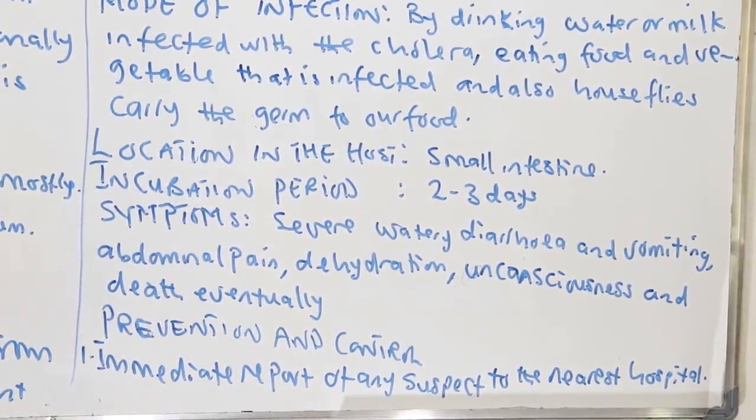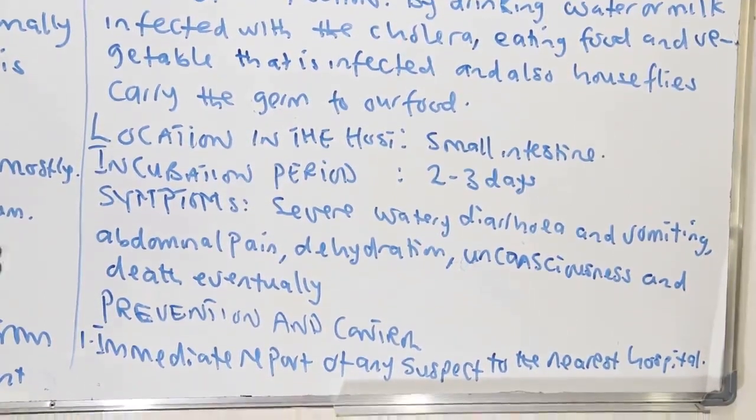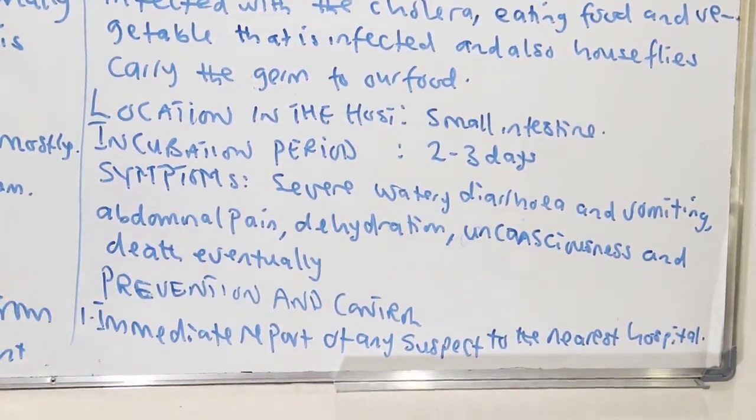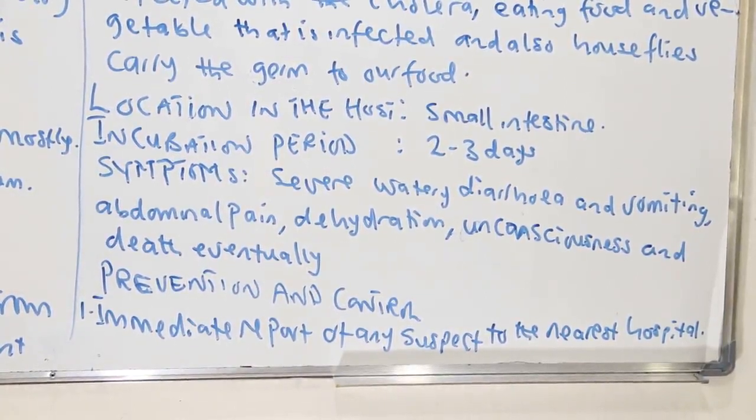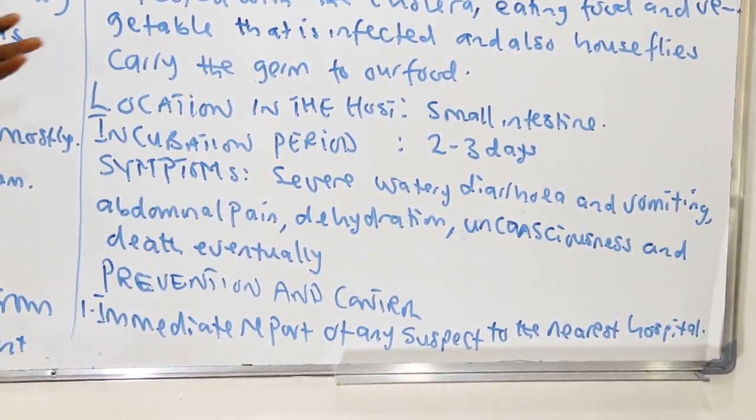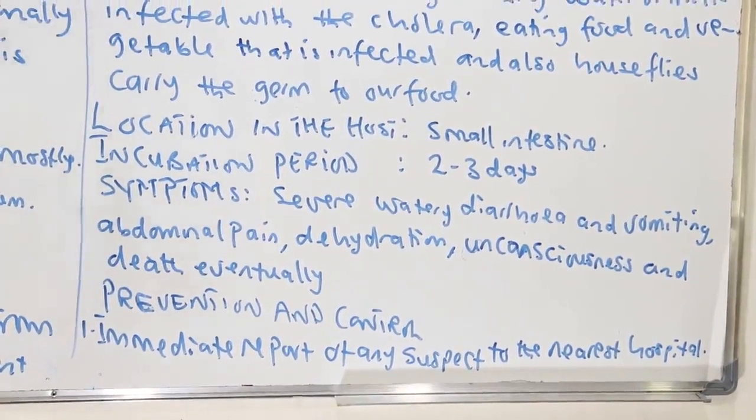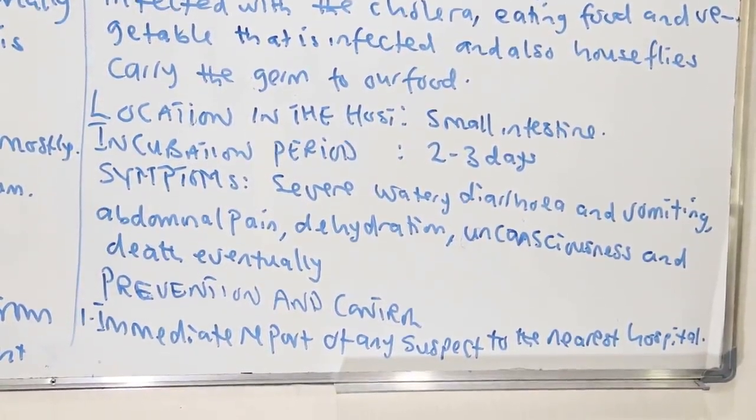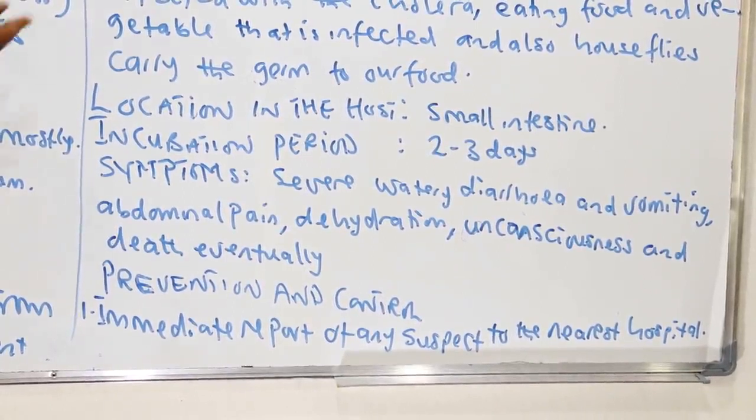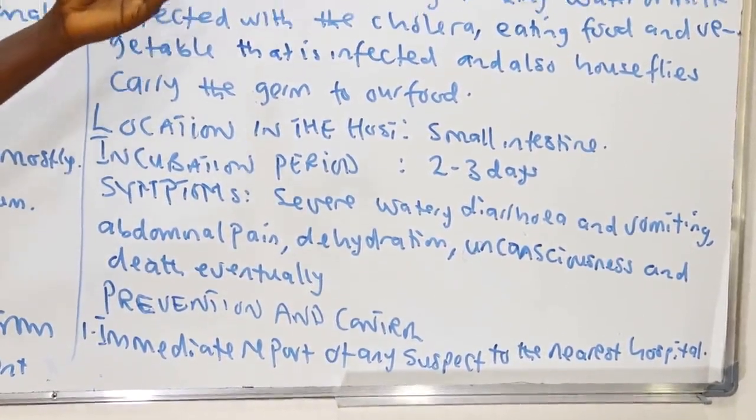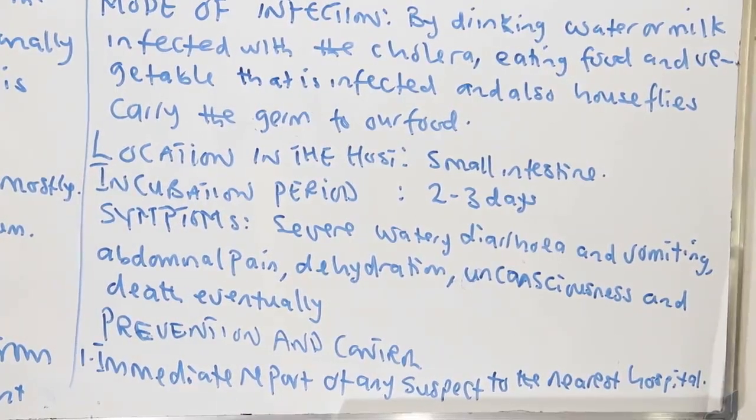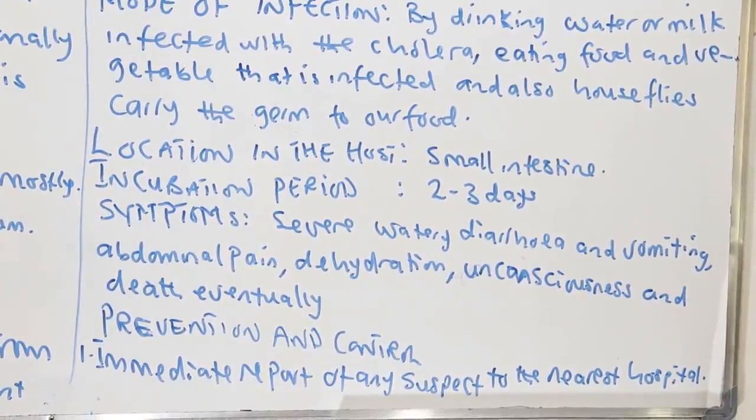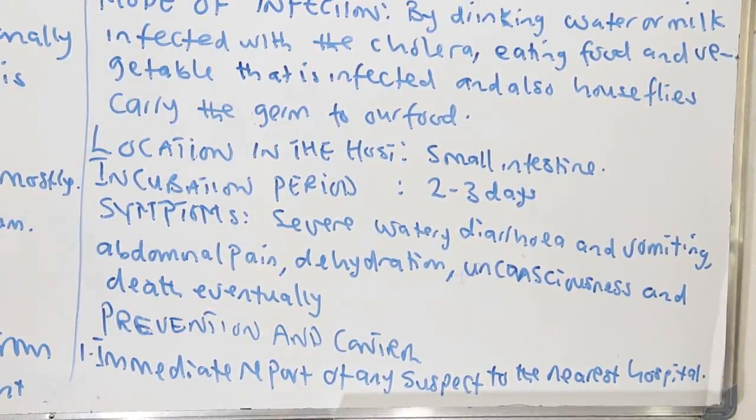And then we can also carry out the simple hygiene methods of properly covering our food, keeping our environment clean, and also avoiding contaminating sources of drinking water. And for our milk, we make sure that the milk is boiled properly so that the bacteria are killed before we take it in, so that we don't get infected by the cholera bacteria.